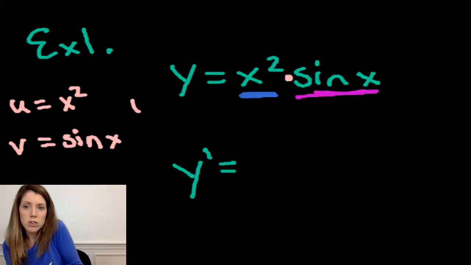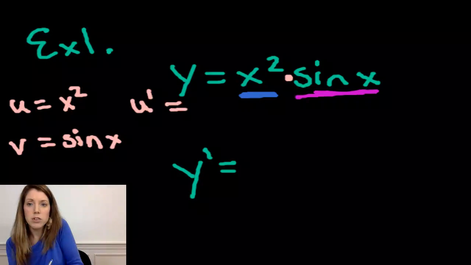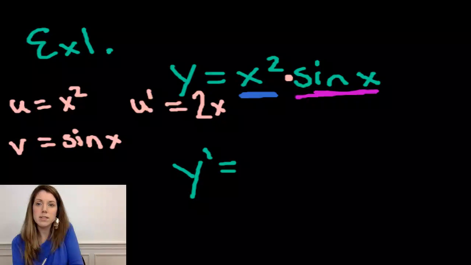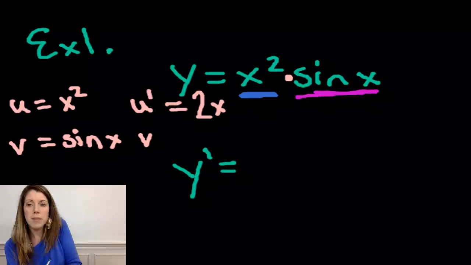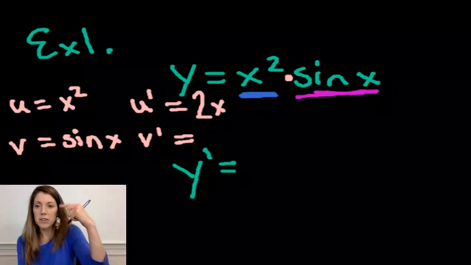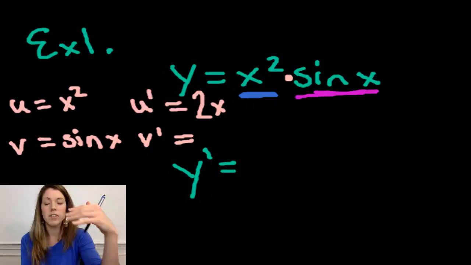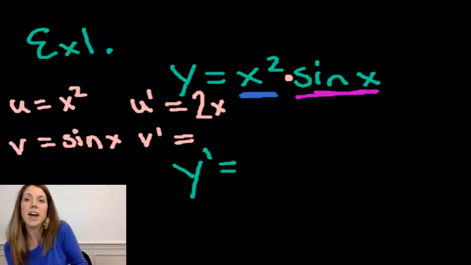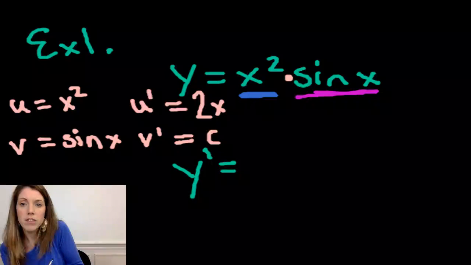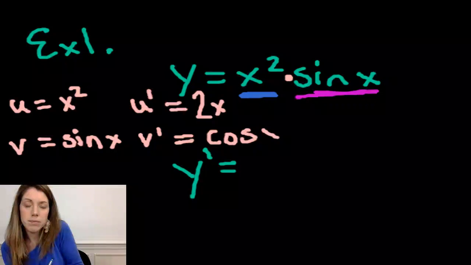So we want to find u prime. Well, we use the power rule, bring the 2 to the front, drop the power down by 1, so it becomes 2x. And then v prime, we just use our little mantra that we have in our head. The derivative of sine is cosine. The derivative of cosine is negative sine. So here we have sine, so the derivative, v prime, is cosine.